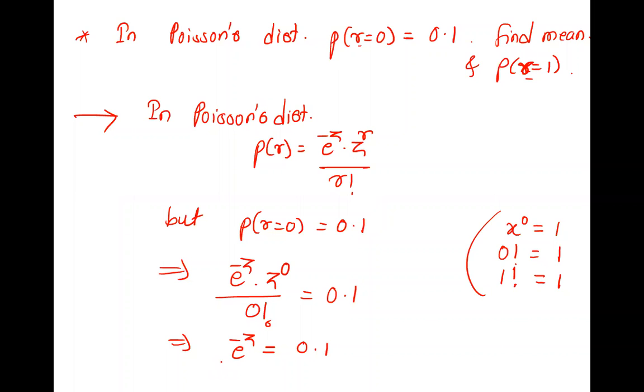1 upon e raised to z. We have seen it somewhere, like a raised to x. Logarithm. Taking log on both sides. What do we get then? As this is base e, we should take ln on the calculator. Log is ln. If it is 10 raised to, then we take log. If it is e raised to, we take ln. So it is ln e raised to minus z is ln 0.1.